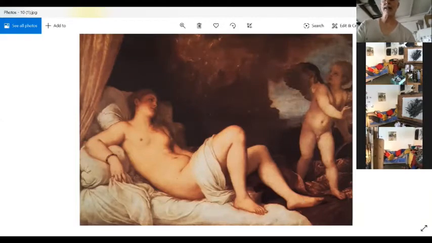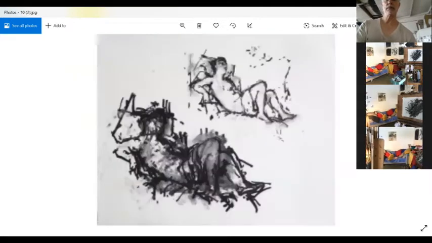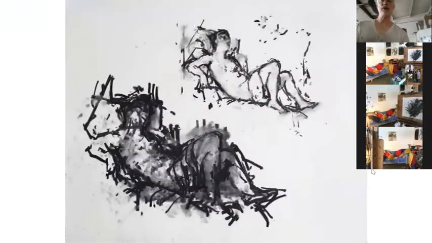And I did a couple of drawings. Let me make this a little bigger. This one, I tried to understand more in a straightforward way the angles of the limbs and the proportions.